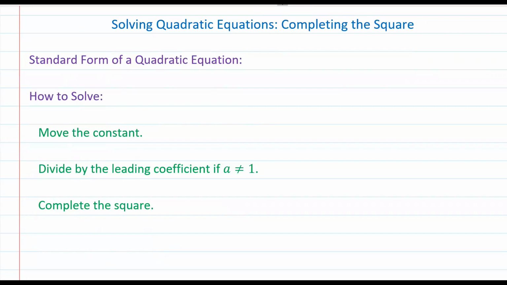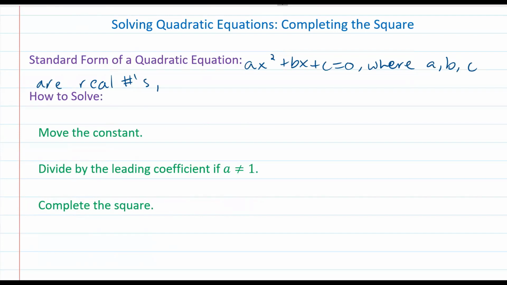So let's first identify the standard form of a quadratic equation. It's ax squared plus bx plus c equals 0, where a, b, and c are real numbers, but a cannot be equal to 0. Otherwise, you would not have a quadratic equation. It would be linear or just a constant. So let's look at how to solve.